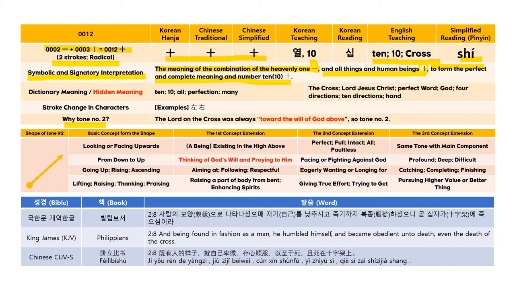The 10 means is God's number, meaning perfect, perfection, and all, and many, many. These are the remaining dictionary meanings in Korean Hanja dictionary and Chinese dictionary.